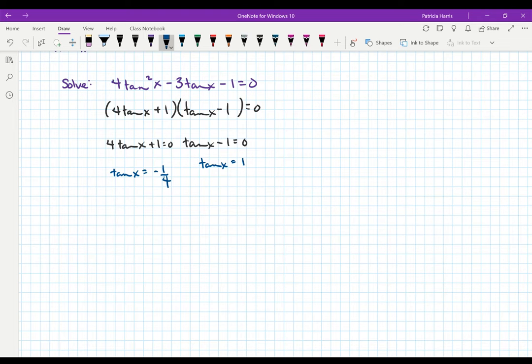Okay, so tangent of x is equal to 1 is actually a unit circle value. So where does that happen on the unit circle? Okay, so if you look at your unit circle, tangent is going to be equal to positive 1 when your sine and cosine values are equal. So that happens at pi over 4 and 5 pi over 4.